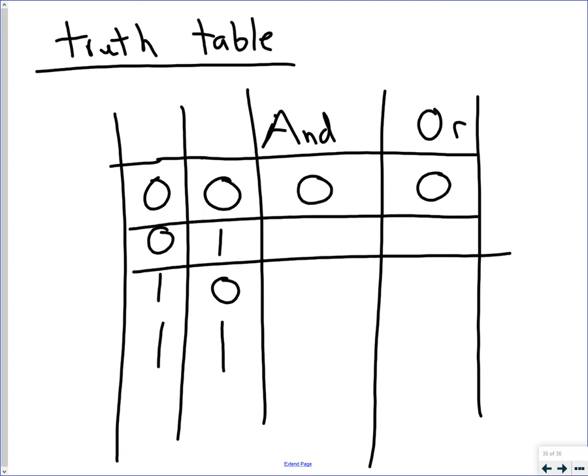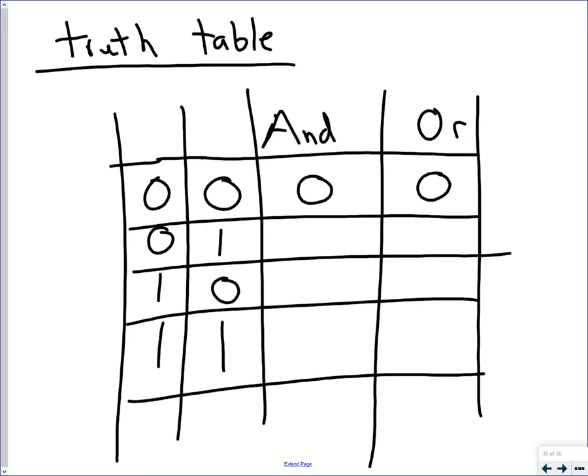Okay, hang on, let me just draw the grid lines. What goes here? Come on, you guys. What goes here? 0 and 1. What goes here? 0 or 1. What goes here? What goes here? What goes here? What goes here? Okay? You've just created a basic truth table of the basic functions of Boolean algebra.